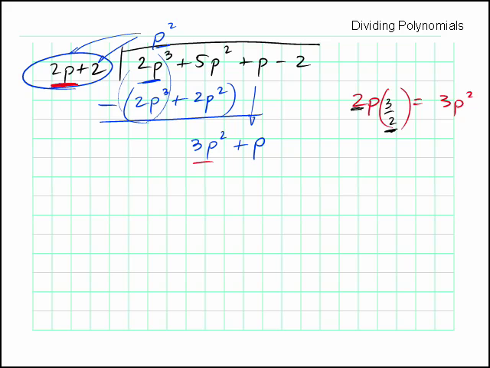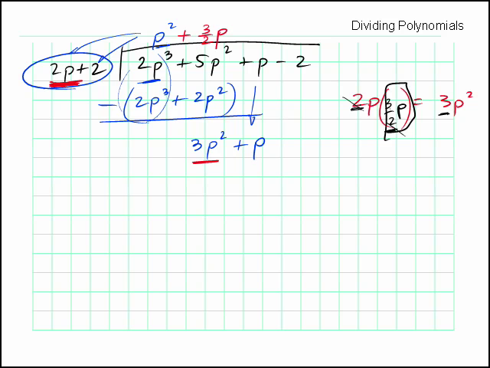So I've got to multiply that 2 by 3 halves to turn it into 3. So the 2's would then cancel. And it needs to be a p squared, so I need a p in there as well. So I have to multiply by 3 halves p. I have to multiply by a fraction. So let me go back here. To turn 2p into 3p squared, I have to multiply 2p by 3 halves p.